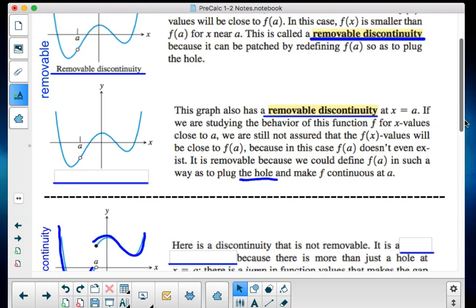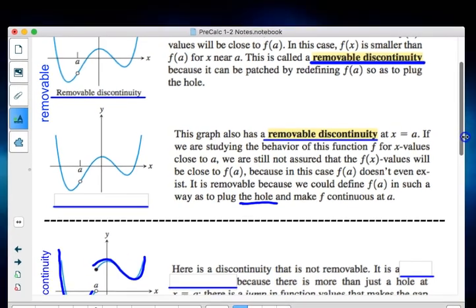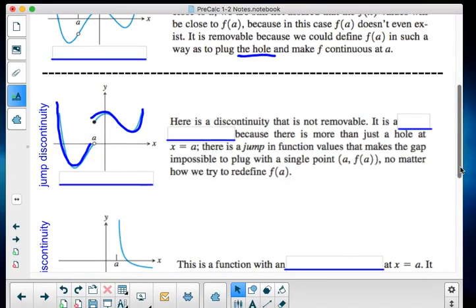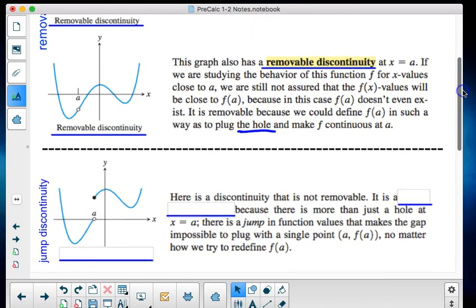And we'll talk about holes in your graph. For this next one, going with my pencil thing. That's just a removable discontinuity. Okay, so you guys can get that down.